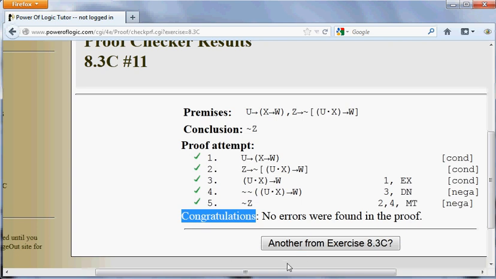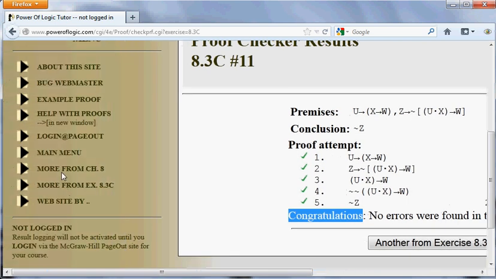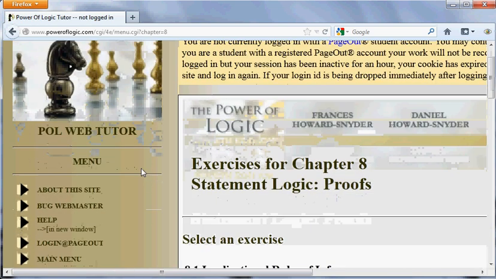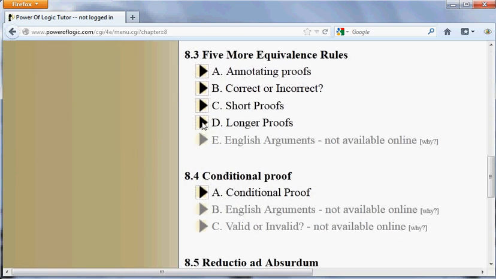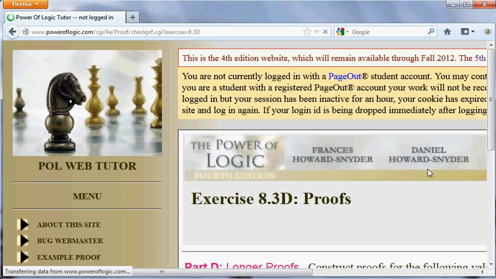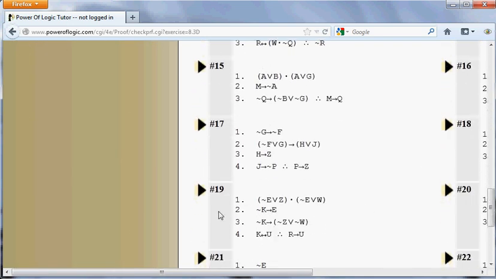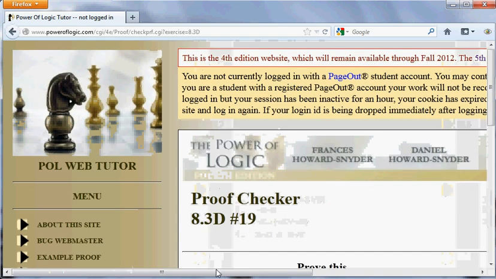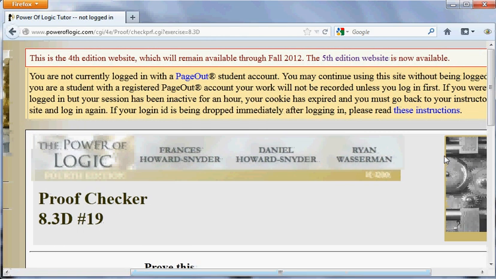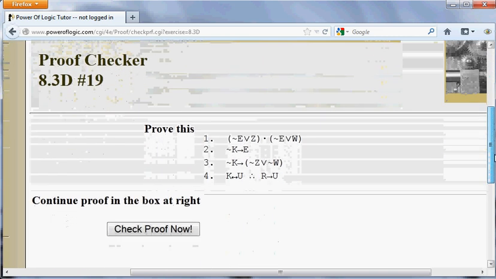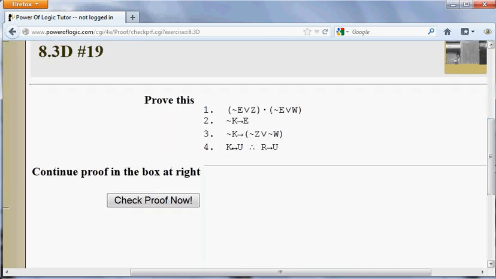I'm not going to choose another from exercise 8.3c. I'm going to go over to 8.3d and do a couple of longer proofs in the remainder of this video. I'm going to scroll down to number 19 here. This is going to be a fairly challenging proof.